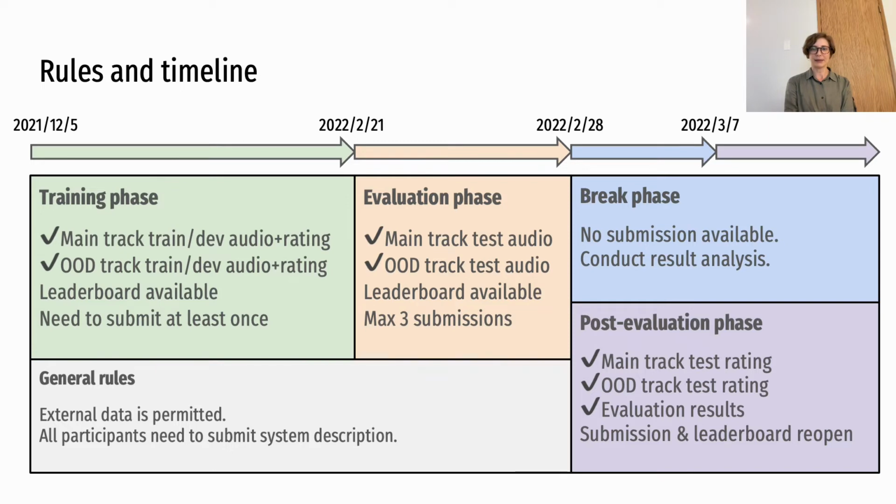Here are the rules and the timeline of the challenge. In general, we permitted participants to make use of external data if they wanted, and we also required participants to submit a system description. During the training phase, participants were provided with training and development data for both tracks. During the evaluation phase, we released the test set audio only, and participants submitted their predictions to the leaderboard. We froze the leaderboard during the break phase to compile the results, and then afterwards we opened it again, so that participants could continue to develop their systems. Our leaderboard is still open on the Codalab challenge page, so you can still try it out.